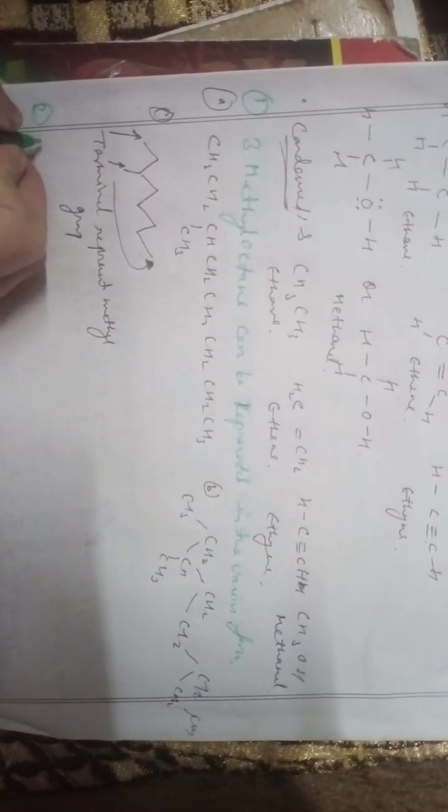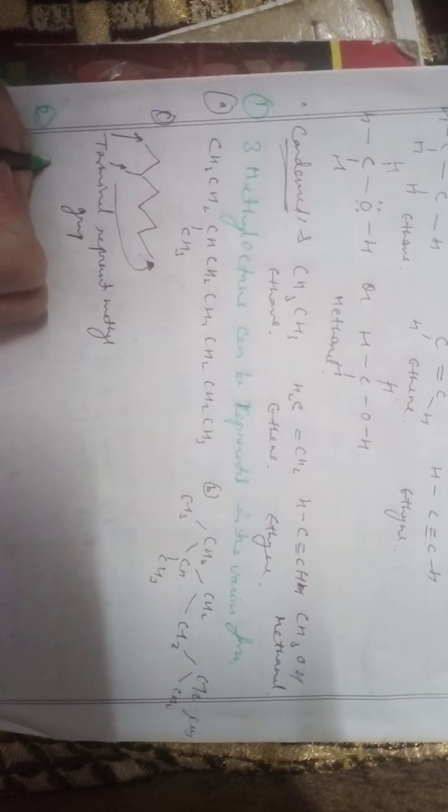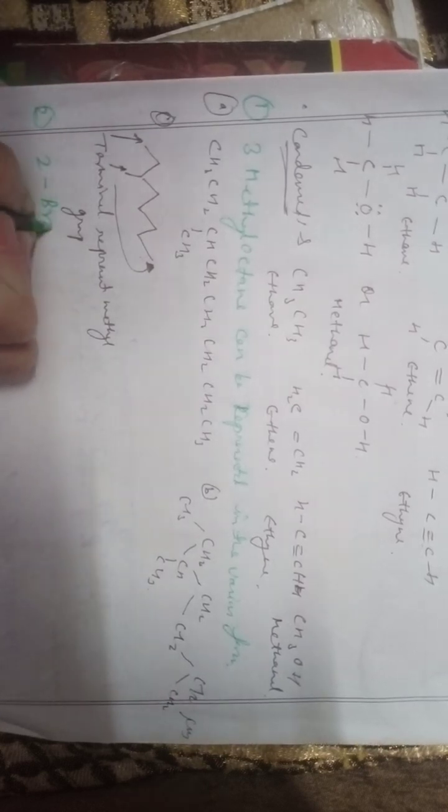Understood. Now we go for another question, related to what we have discussed here as well. We will go through the various ways of representing 2-bromobutane, which are as follows. So here we go.